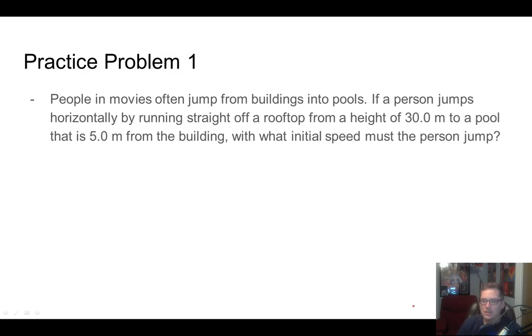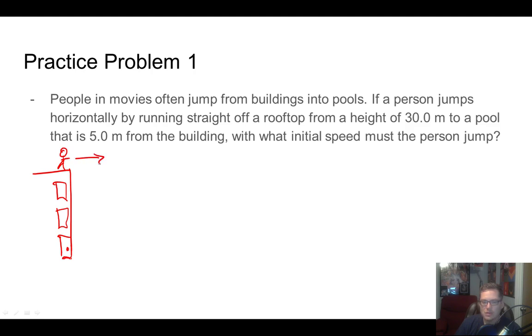All right, so let's see here. Number one thing in physics is always draw a diagram if you're confused about what's going on. So we're going to draw our building. Here's our building. We'll put some windows in it, and a little door, and a doorknob. And the person jumps horizontally, so we need a little person.